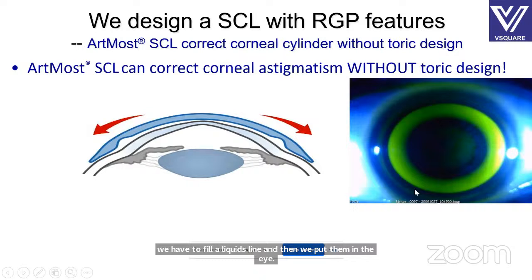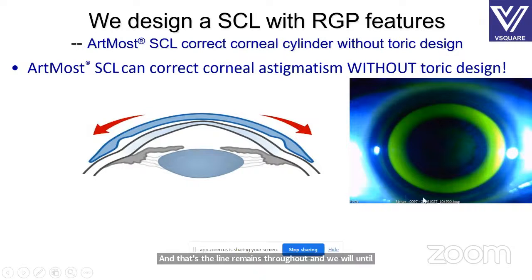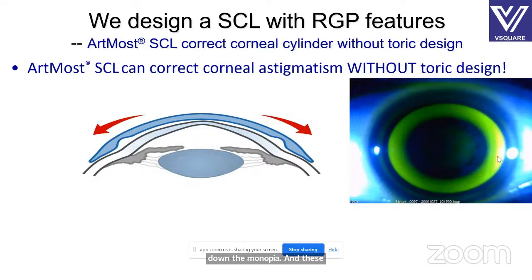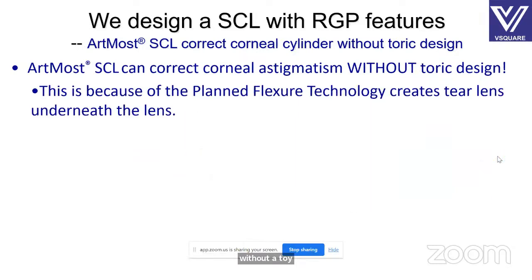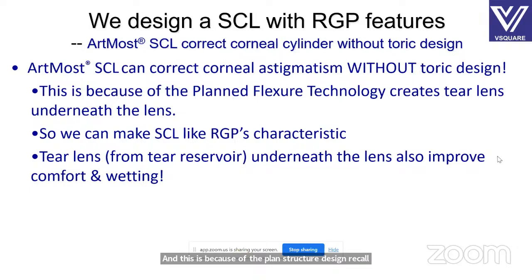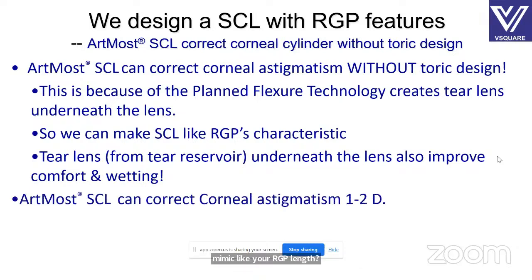When we take the fluorescein picture of your cornea with the lens on, your center is flat, correcting for your distance, but in your mid peripheral region there is saline accumulated, and this saline takes up the peripheral defocus concept, which helps in slowing down myopia. And these lenses can also correct, without a toric design, nearly 1 to 2 diopters of astigmatism. This is because of the flexure design, because of the tear lens beneath. So this mimics your RGP lens, and the tear reservoir will improve the lens comfort and wetting, just like your scleral lenses.